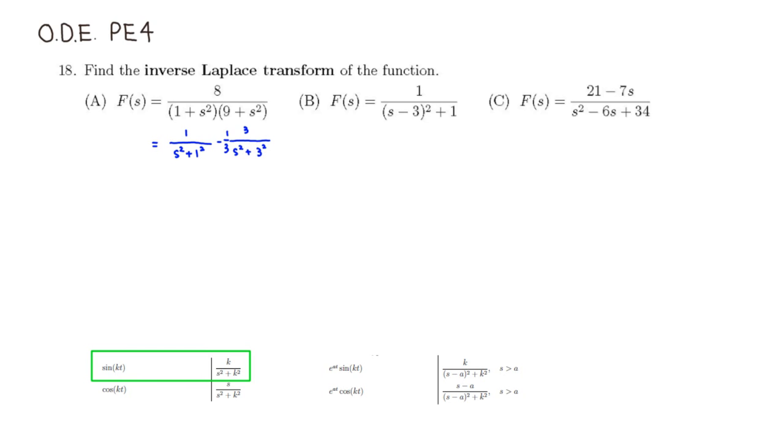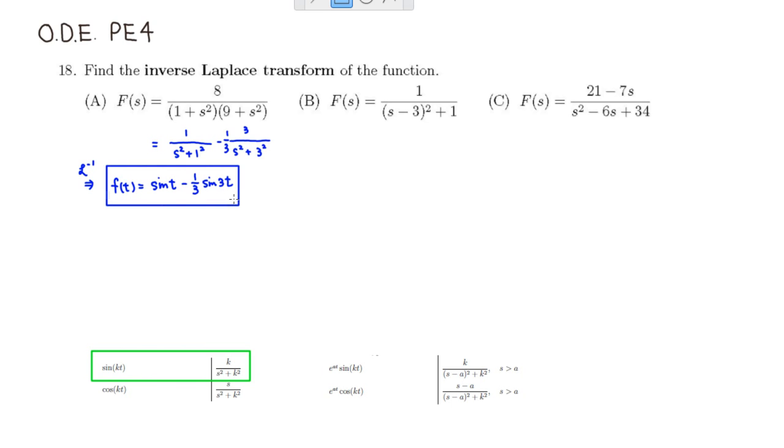Then if you take the inverse Laplace transform, you get f of t, which is equal to, for the first one with k equals 1, just sine of t. Here's minus 1/3, which is just a constant. This is again a sine, and k is 3, so sine of 3t. So that's the inverse Laplace transform of part A.